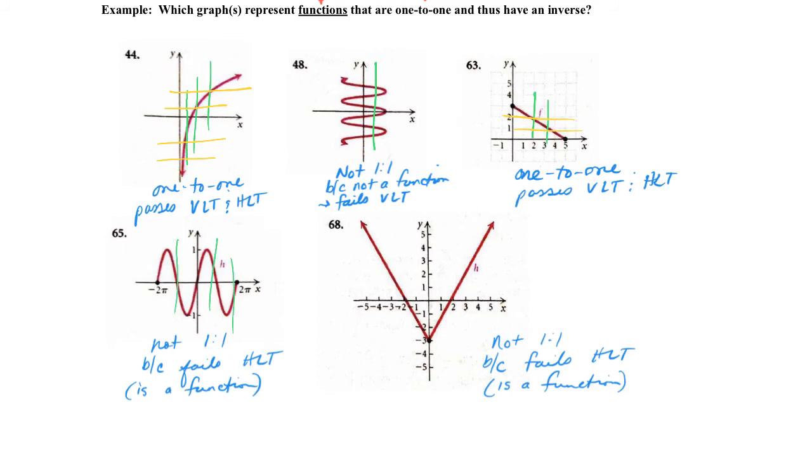I can draw my vertical lines and I'm okay, but it fails the horizontal line test because obviously if I draw a line, I'll intersect in multiple points. All I have to do is fail in one place, and I have failed. Number 68 is not one-to-one because although it is a function and passes the vertical line test, it obviously fails the horizontal line test.